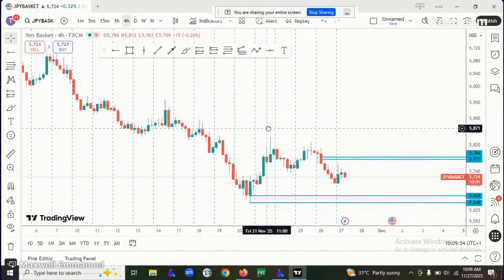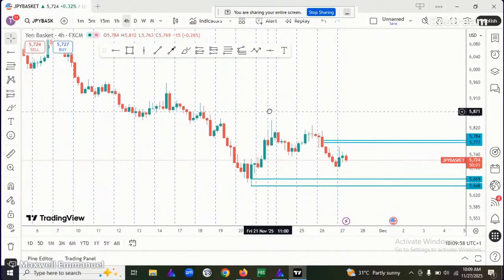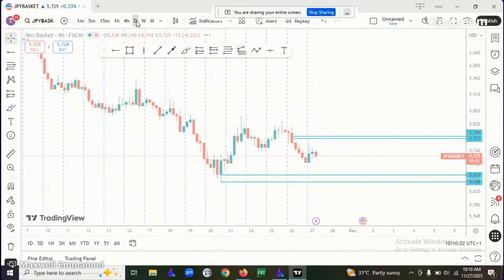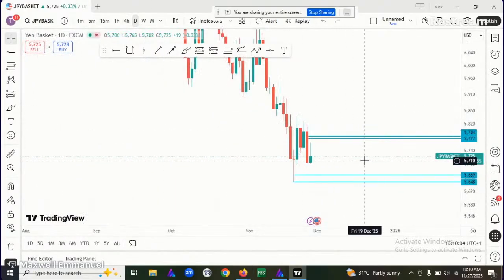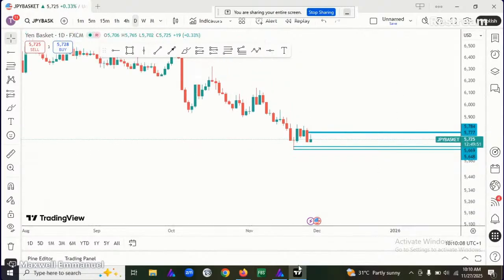So this is yen. Yen basket is still bearish. Let's start with the daily time frame. Okay, so let's get the average for today.